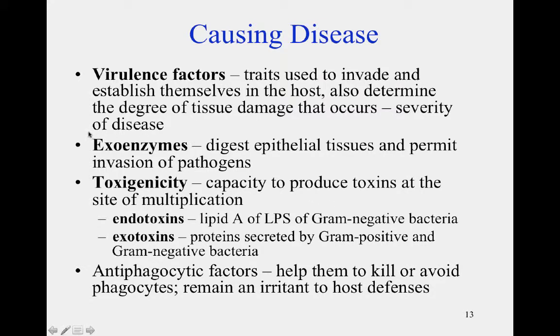So virulence factors would be 1, enzymes, 2, toxins, 3, antiphagocytic factors. So this would be the leukocidins, for example. Helps them to kill or avoid phagocytes and remains an irritant to host defenses. Now we also could add, in the case of virulence factors, the adhesion factors, right? The fimbriae or the spikes, those would also be considered. So that would be a number 4 on the bottom of the list here.